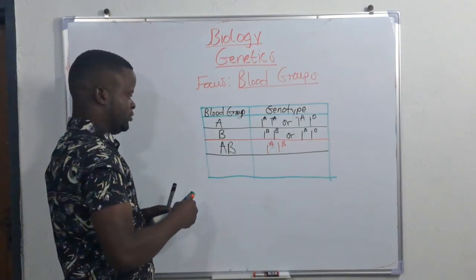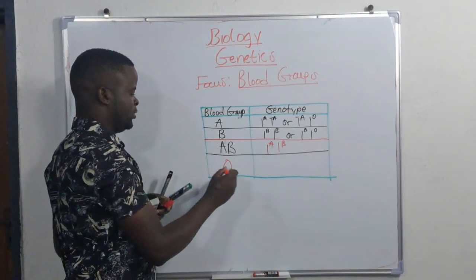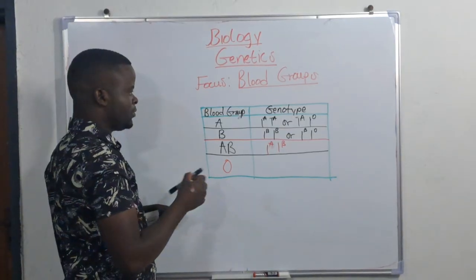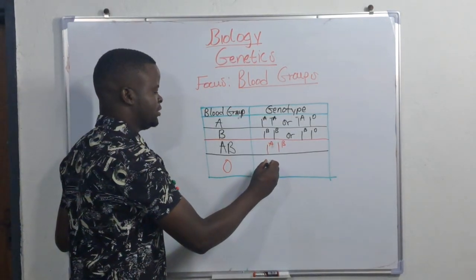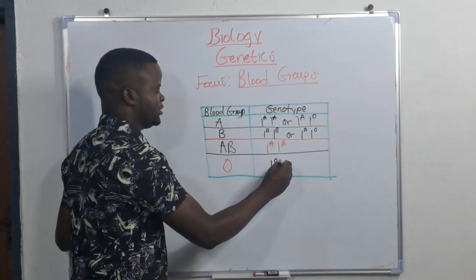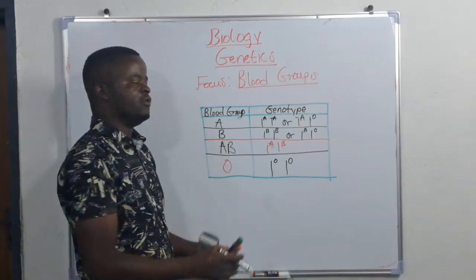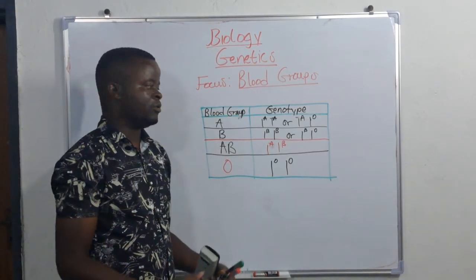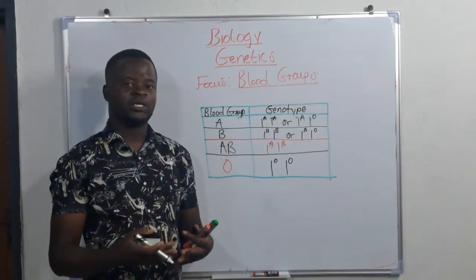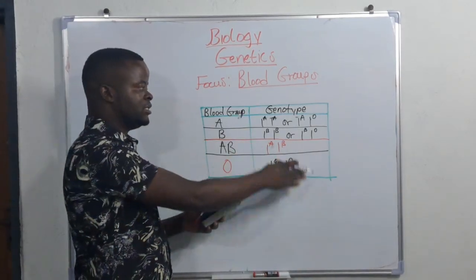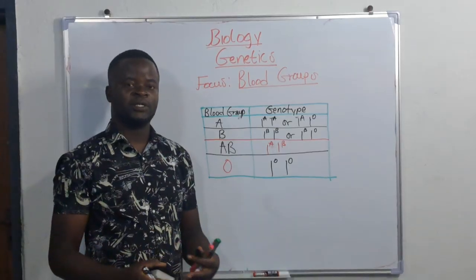Then let's go to blood group O. Possible genotype for blood group O, we only have this one, which is just a recessive one. So this is homozygous recessive for blood group O. With all this information, from now, we need to have a key concept of understanding these genotypes so that we are going to enjoy the next part of our lesson.